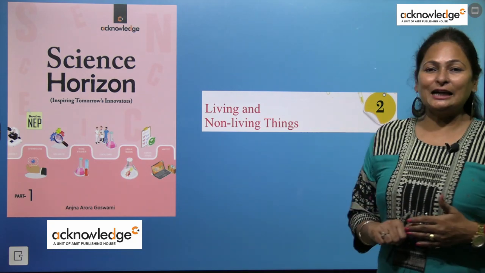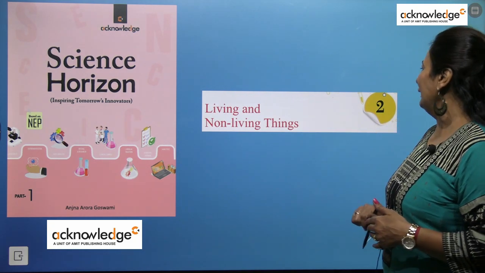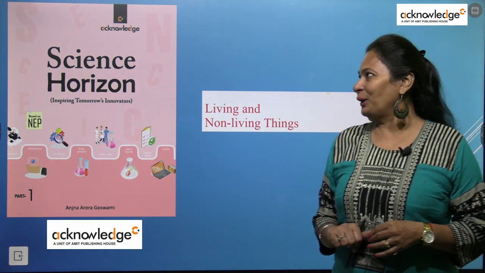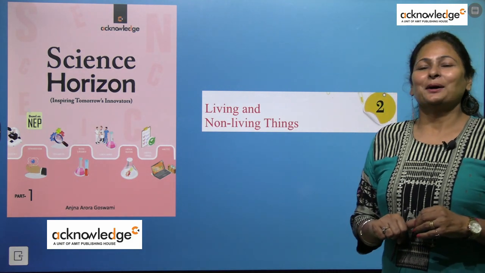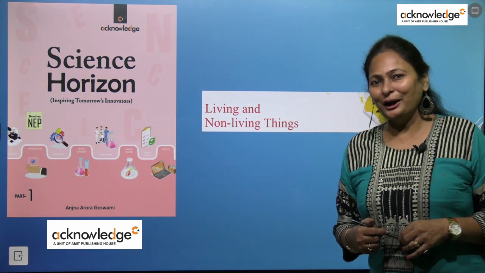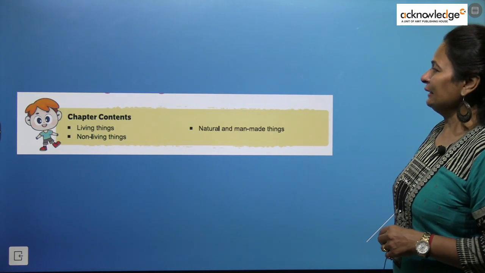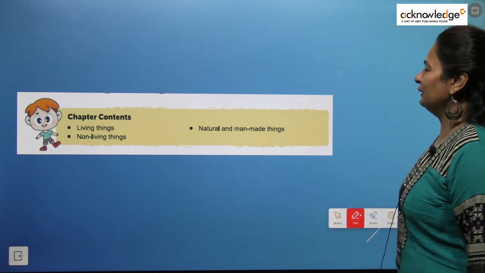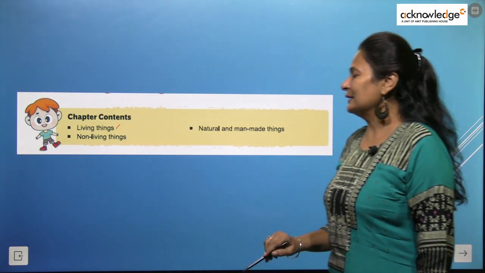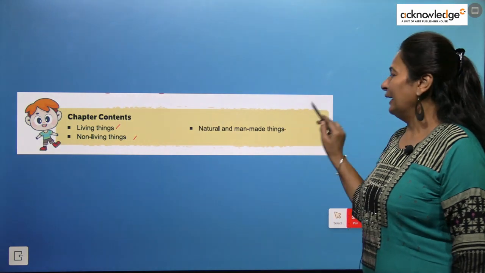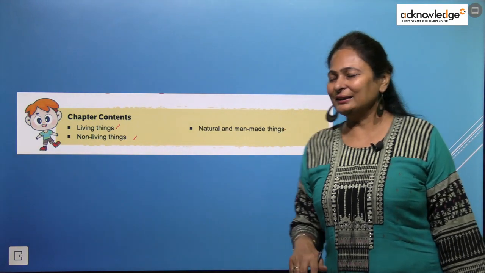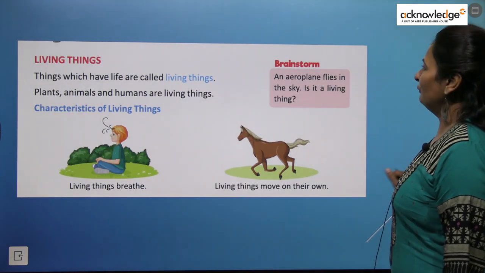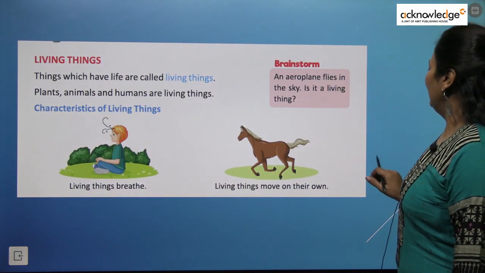We're back with chapter number 2, Living and Non-Living Things of your course book, Science Horizon Acknowledge series by Amit Publication House. Under this lesson, kids, the topics that we are going to cover are living things, non-living things, natural and man-made things, right? So let's begin with the chapter, kids. First, we will discuss living things.